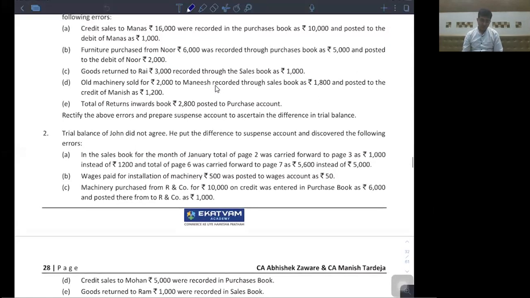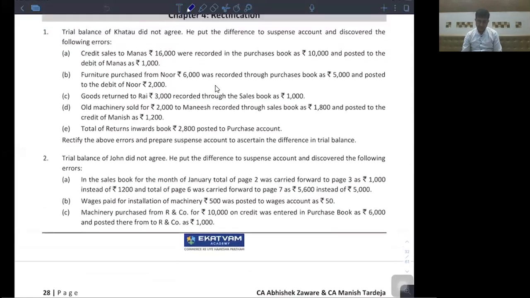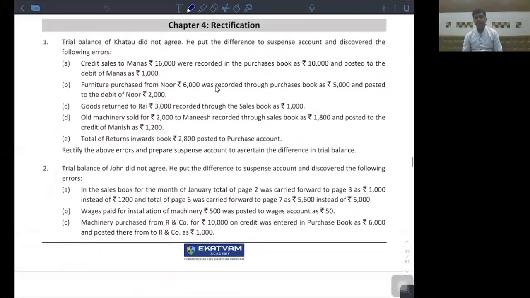Yes. So let me come on to the very first question of your rectification topic. It's on page number 27 of the LAM. Chapter 4 is given as rectification. Trial balance of Khatau did not agree. He put the difference to the suspense account and discovered the following errors. Credit sales to Manas 16,000 were recorded in purchase book as 10,000 and posted to the debit of Manas as 1,000. This is recording in wrong subsidiary book with wrong amount and posting with the wrong amount. There are multiple errors, and posted to wrong side.